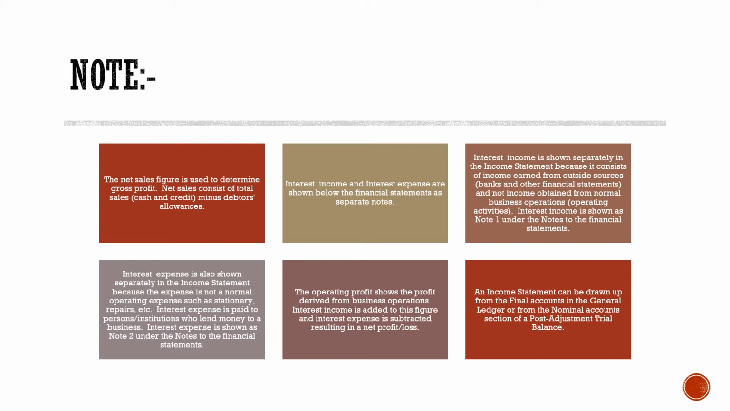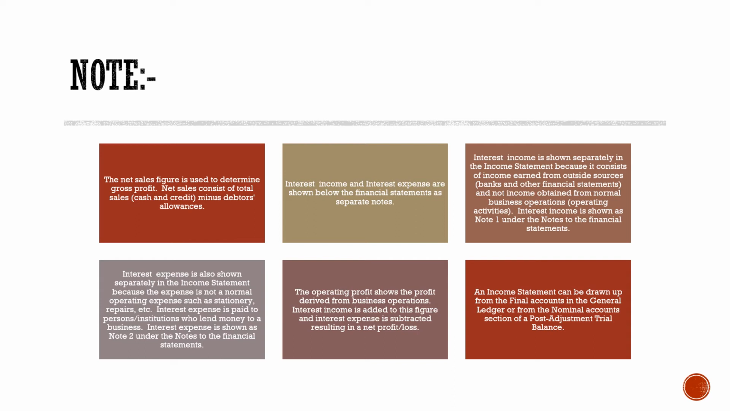Interest income is shown separately in the income statement because it consists of income earned from outside sources, banks and other financial institutions, and not income obtained from normal business operations, operating activities. Interest income is shown as Note 1 under the notes to the financial statements. Interest expense is also shown separately in the income statement because the expense is not a normal operating expense such as stationery, repairs, etc. Interest expense is paid to persons or institutions who lend money to a business. Interest expense is shown as Note 2 under the notes to the financial statements.